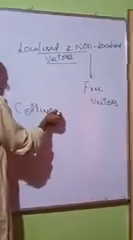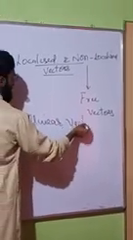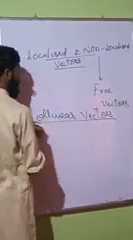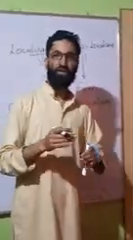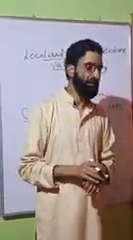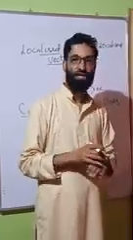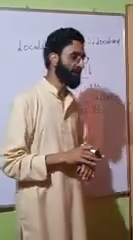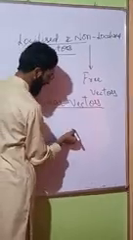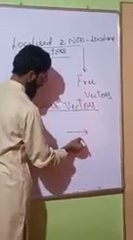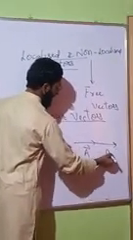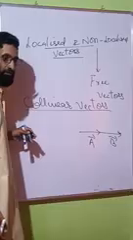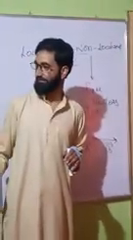Now we will discuss collinear vectors. What are collinear vectors? Those vectors which act along a straight line in the same direction are known as collinear vectors. For example, this is vector A and this is vector B. They are acting along the same line. These are known as collinear vectors.